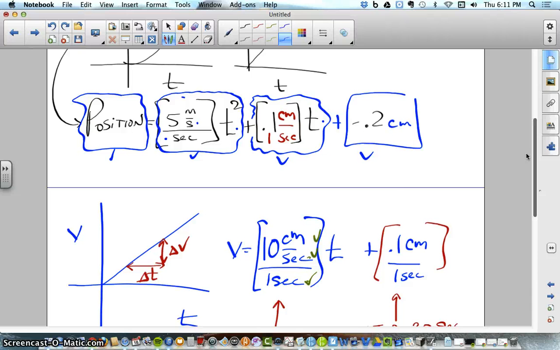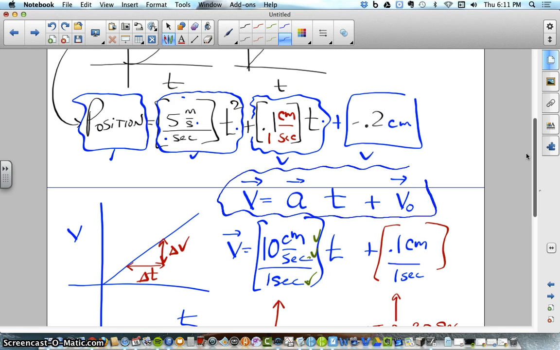We already said this was our initial velocity, okay, plus t, and we already said this was acceleration. So we have v equals acceleration times time plus our initial velocity. So that's our velocity versus time relationship. So we've answered how is time affecting instantaneous velocity.